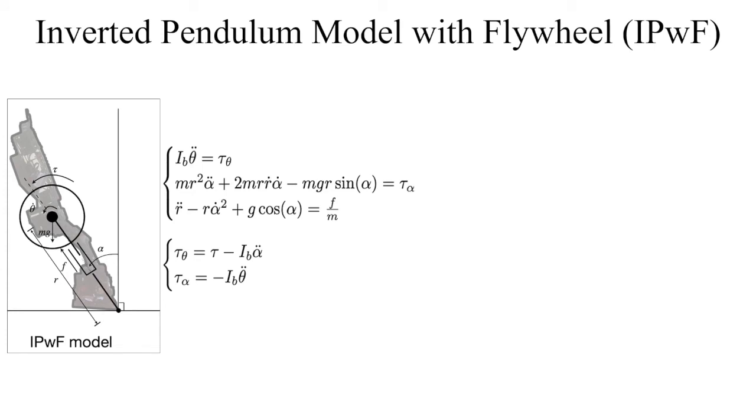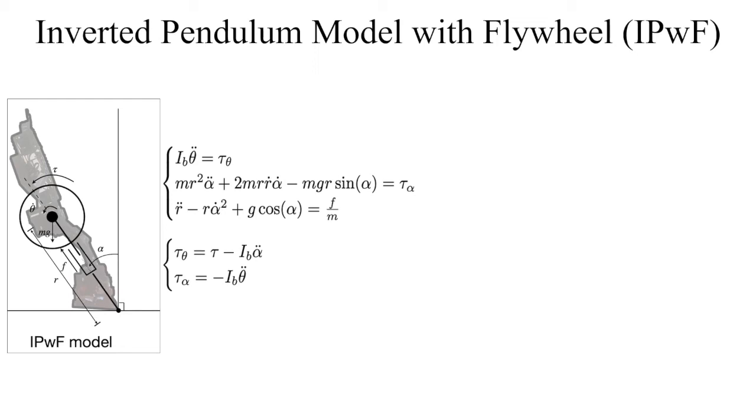In this slide, we will talk about the simplified model. We use an inverted pendulum model with flywheel, or IPWF for short. It can be used to model a humanoid with consideration to momentum. It consists of a massless telescope link with a flywheel centered at the center of mass.